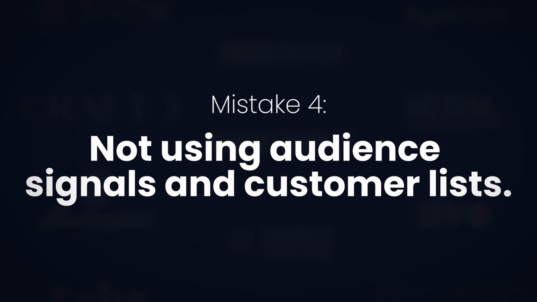Number 4, not using audience signals and customer lists. We already covered this in Performance Max setup, but it's worth repeating because of how often we see it. Customer lists are fundamental to giving Google the best picture of your customer profile. If you have a massive customer base but zero audience signals in your Performance Max campaigns, you're handicapping the algorithm. So upload those lists, set up dynamic remarketing, keep the list updated. The more data Google has about who your customers are, the better it can find new ones.